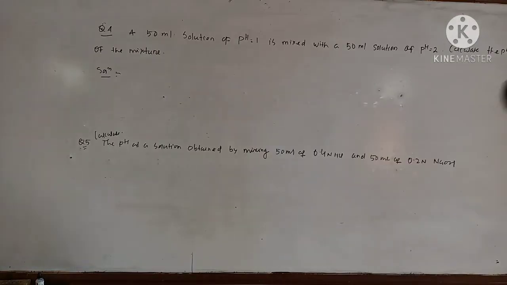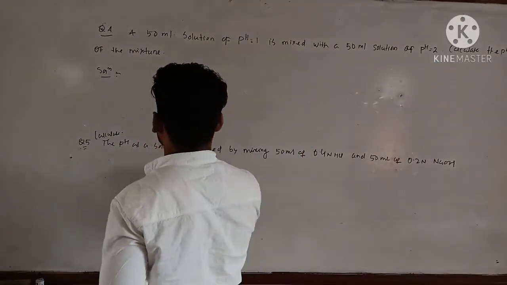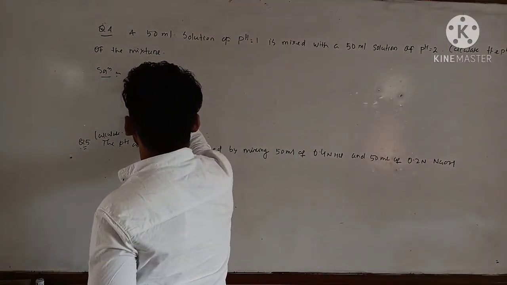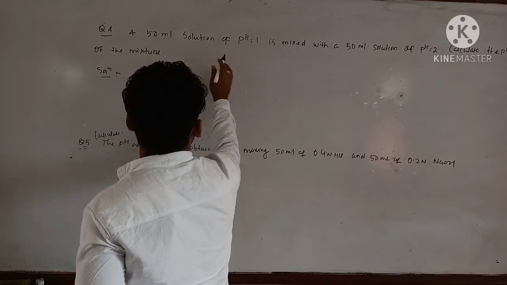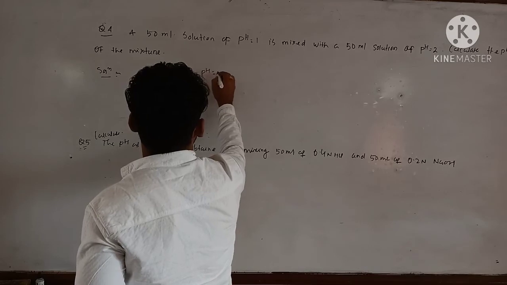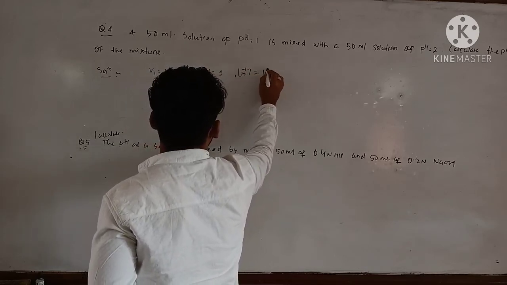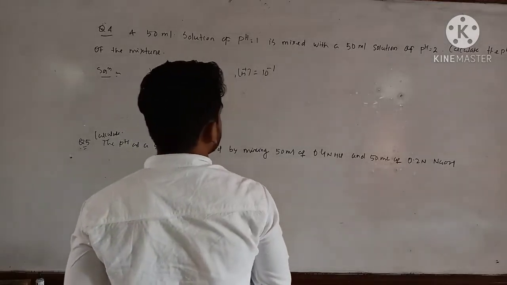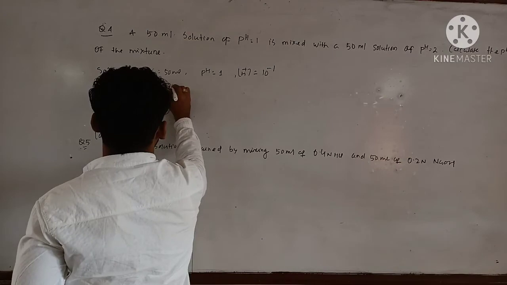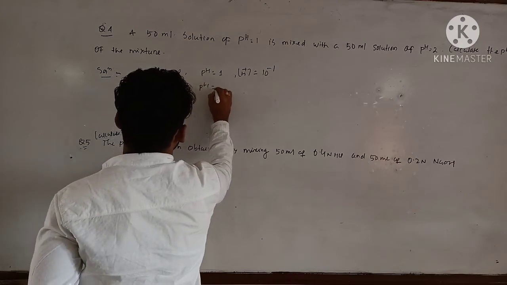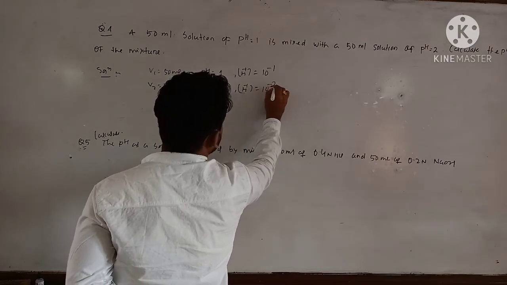So now look at this numerical. A 50 ml solution of pH 1. So volume first one V1, that is 50 ml. pH equal to 1 means the concentration of H plus is 10 to the power minus 1, is mixed with 50 ml of pH 2. So V2 is 50 ml and its pH is given as 2. So the H plus ion concentration will be 10 to the power minus 2.